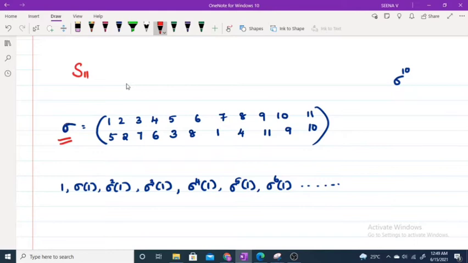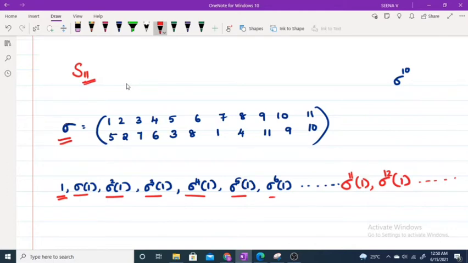For this, just listen carefully to what we are doing in this example. We are starting with 1 and considering sigma(1), sigma squared(1), sigma cubed(1), sigma raised to 4 of 1, sigma raised to 5 of 1, etc. That means we are repeatedly applying sigma. Clear? So we will reach sigma raised to 11 of 1, sigma raised to 12 of 1, etc. But this is a finite set, S11.